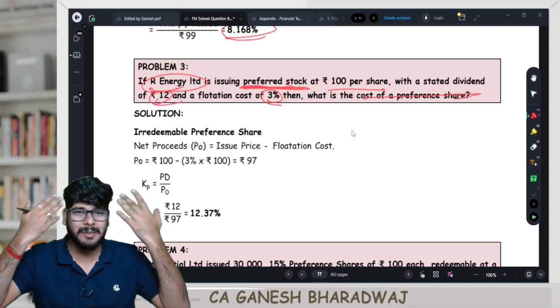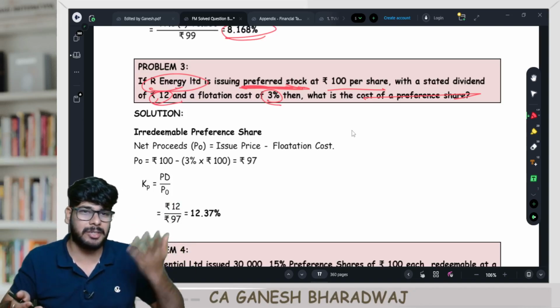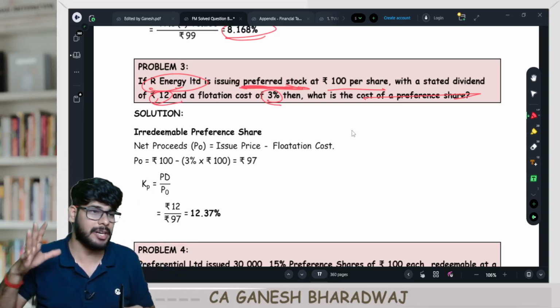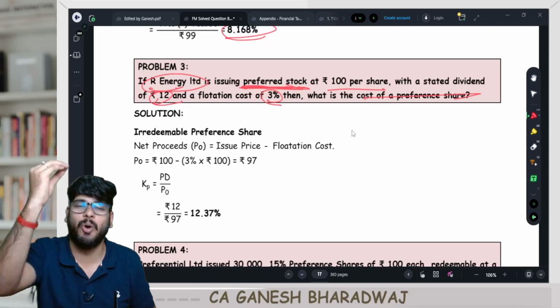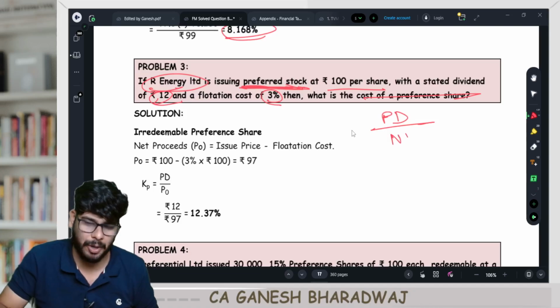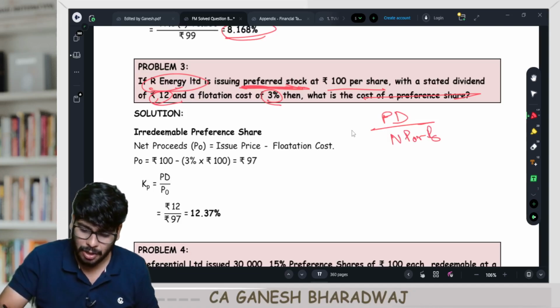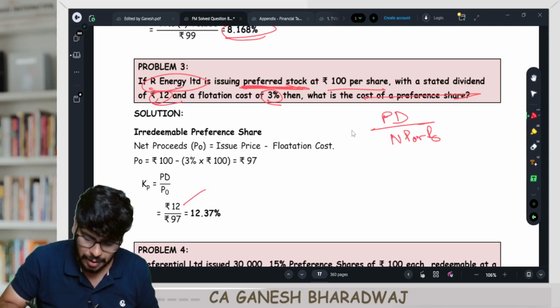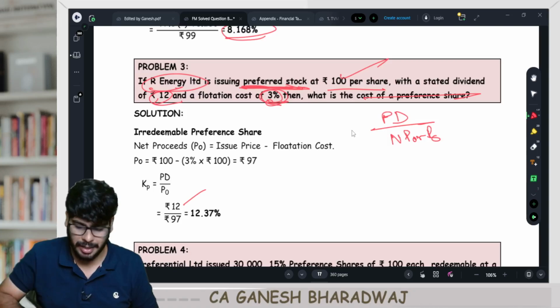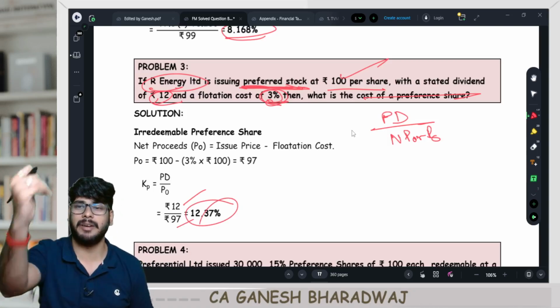In that case, simple formula: annual cash flow divided by discount rate is the present value. Or in other words, if you cross multiply, you'll get that. Annual cash flow divided by your net proceeds. Or in other words, what you pay by what you receive. Preference dividend divided by what? Your net proceeds. Or in other words, you can call it as P0. What is the preference dividend? 12 rupees. What is P0? They have said 3% flotation cost. Issue price is 100. 100 minus 3, 97. Answer is 12.37.